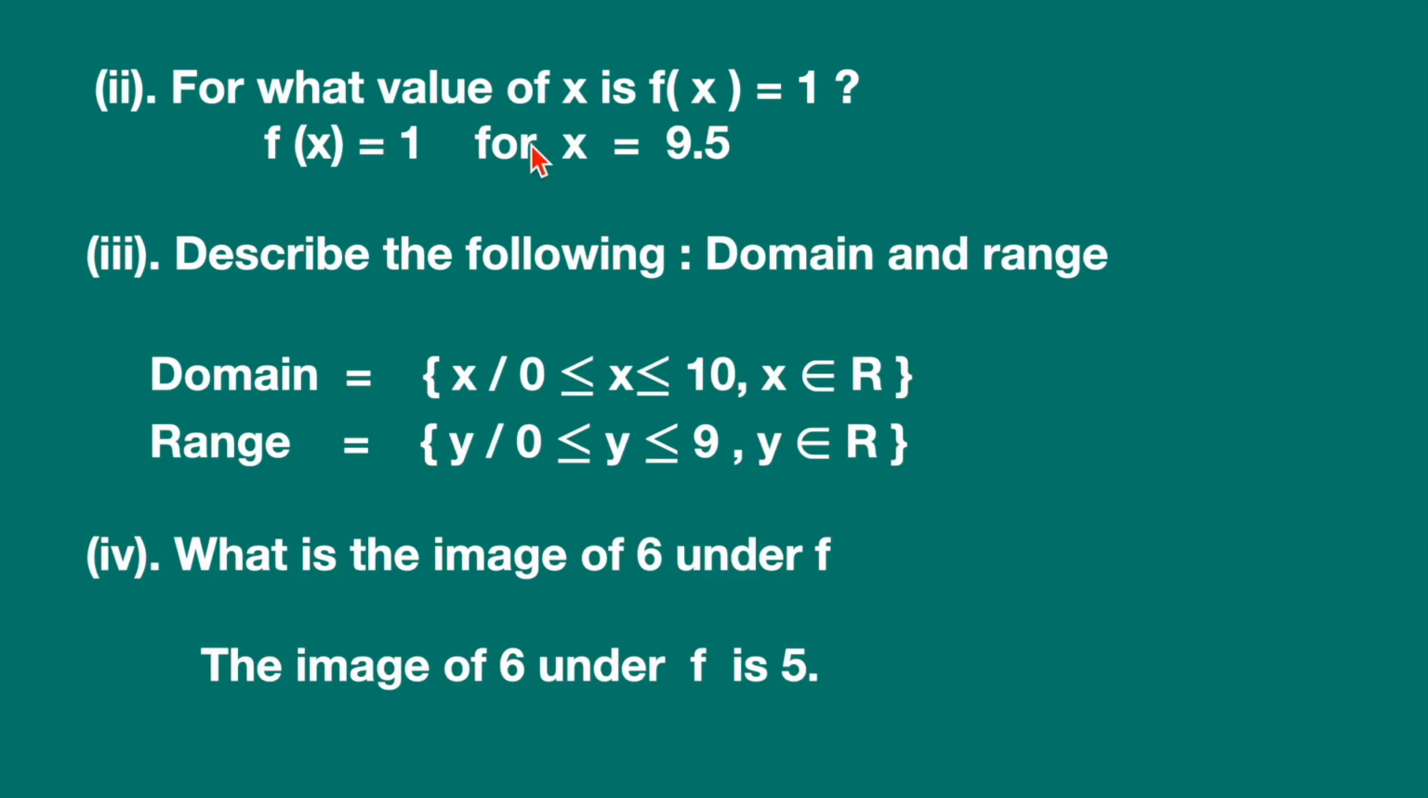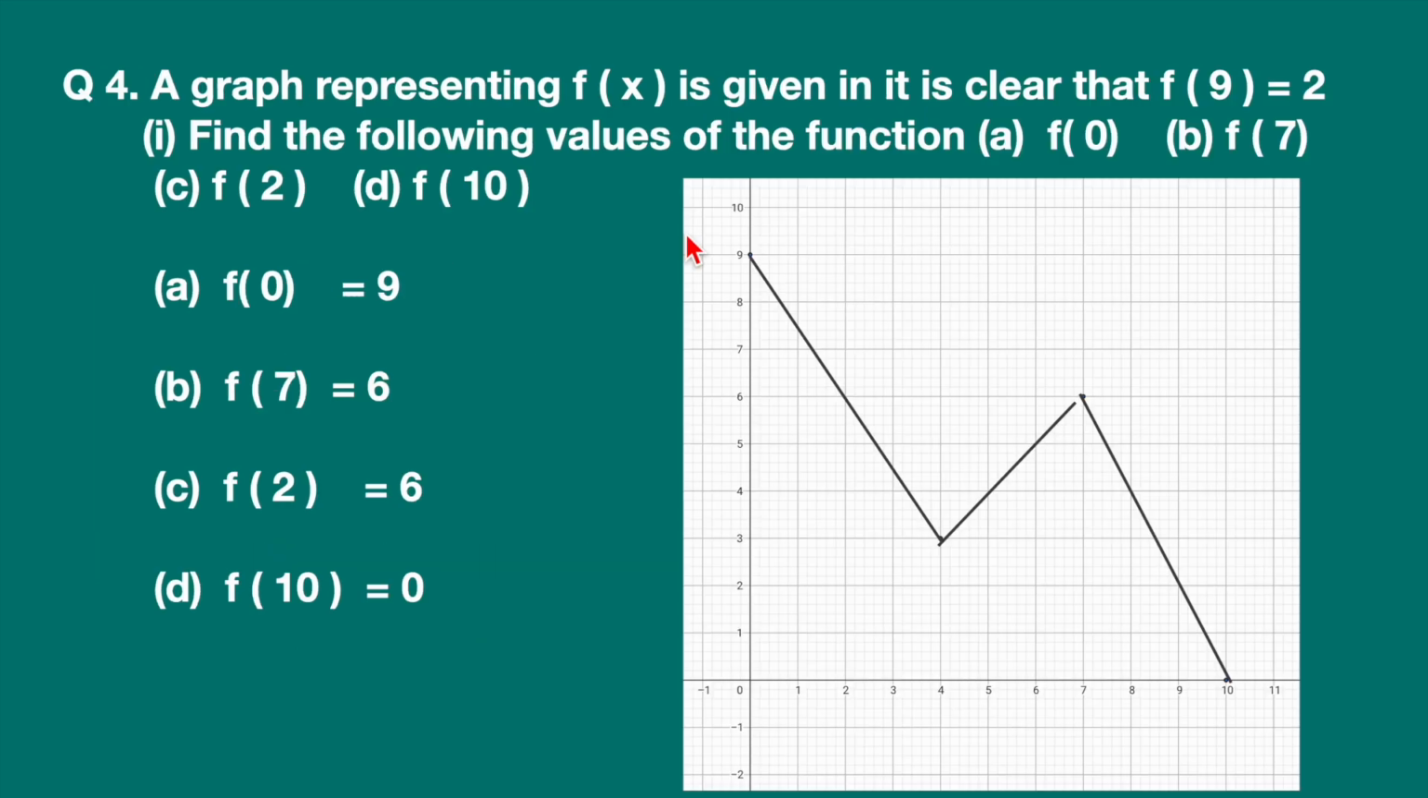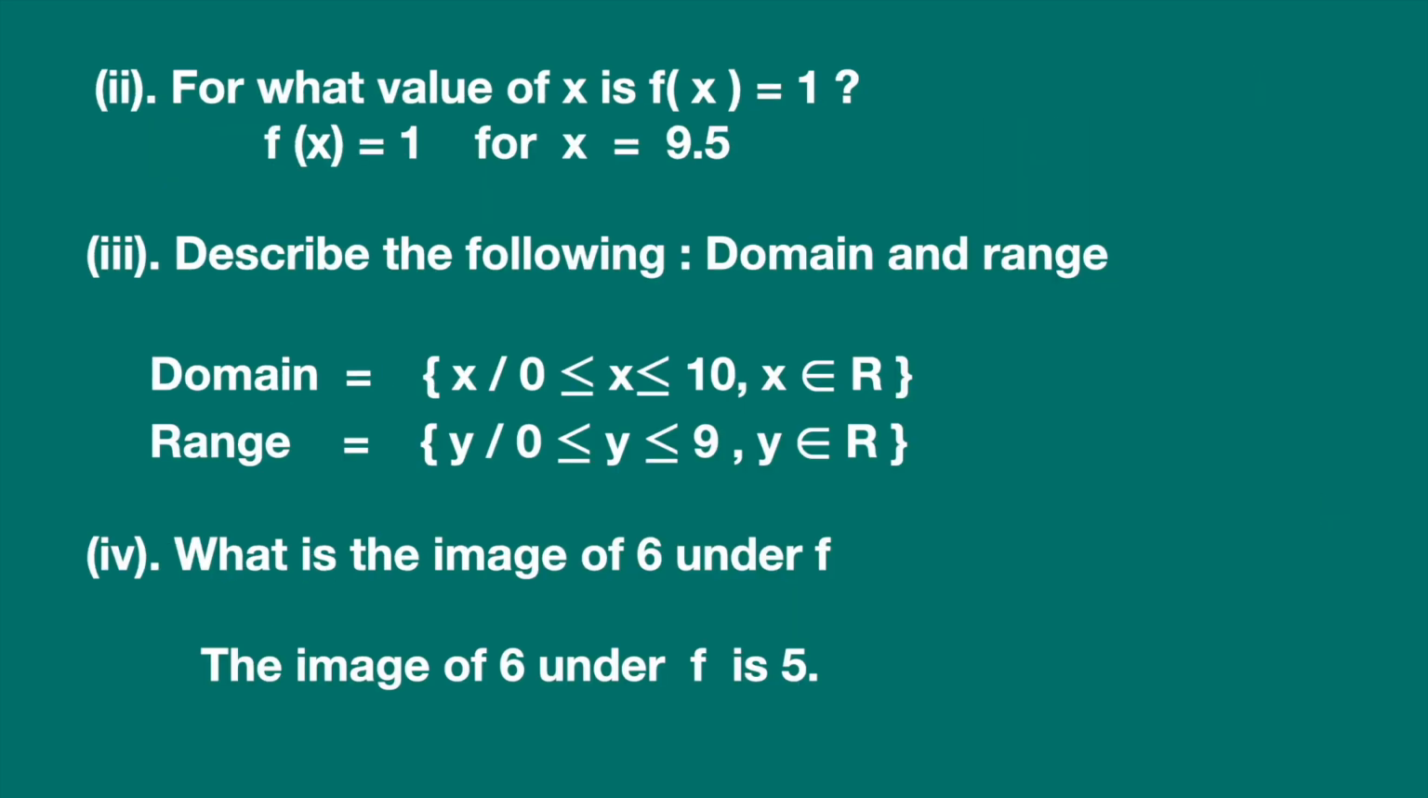For what value of x is f of x 1? So if you look at the graph, you will see that the f of x value is 1. See, here it is. f of x is 1 for this value. Okay. So you have to write it down as 9.5.